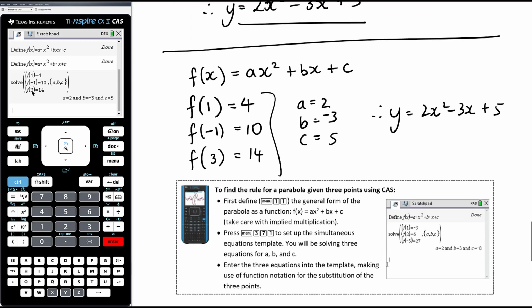So this little box here talks about how to do that. There's a different example in the screenshot there, but same idea. 3 points, general parabola, easily done in 2 calculations with your CAS. Okay, well, define the function and then 1 calculation.